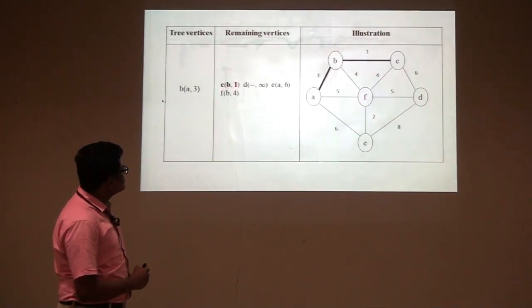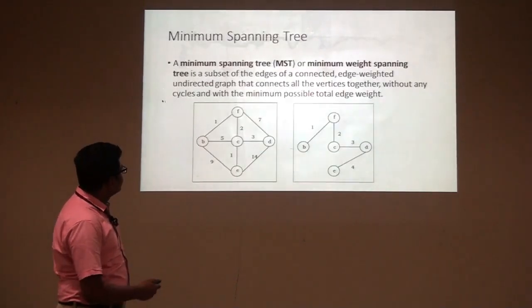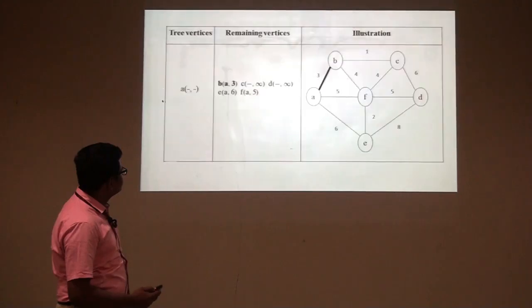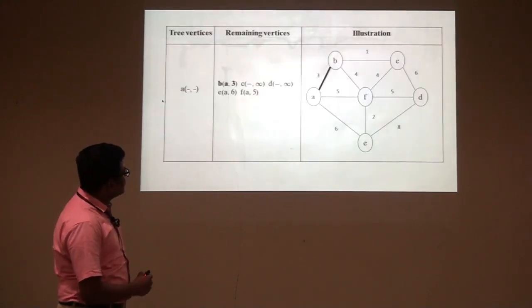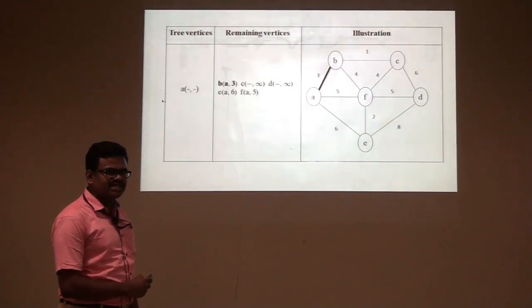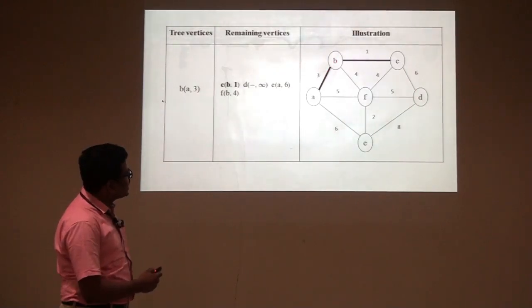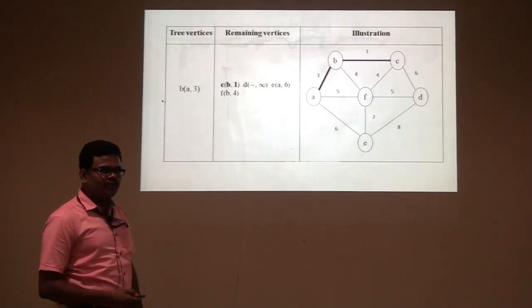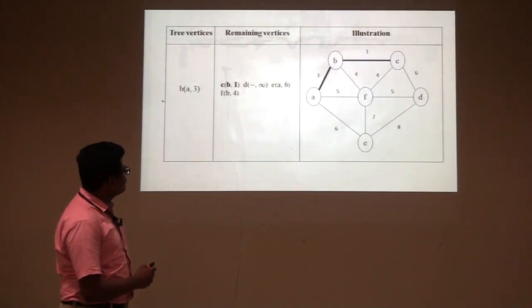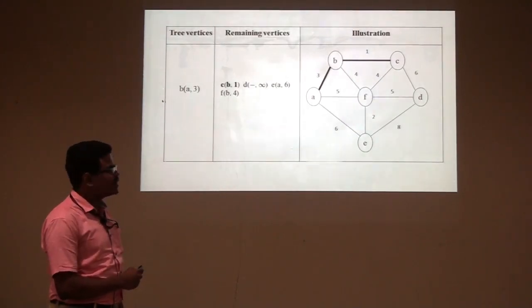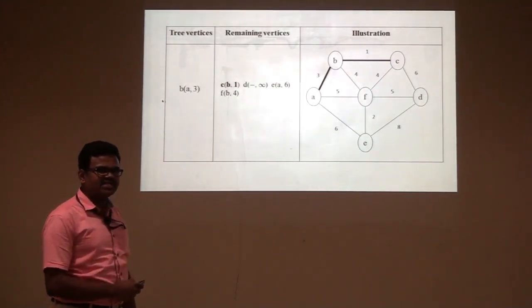For C it is the minimum cost of 1, and for F we have the cost of 4. In the previous diagrams we had F to A with a distance of 5, but now from B to F we have the value 4. So 4 is less than 5, so we are updating the F vertex, we are going to visit the F vertex with the distance 4.